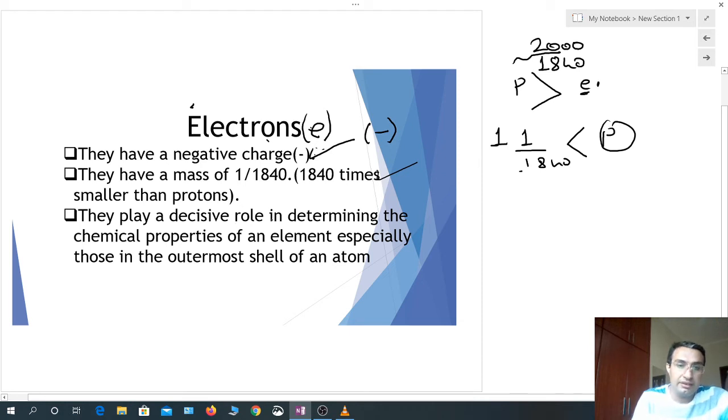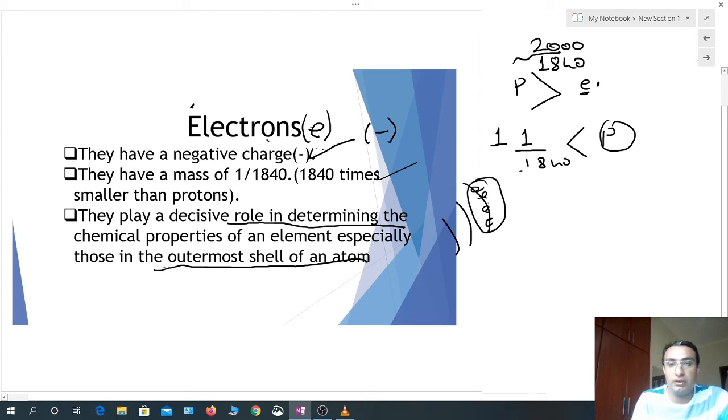The function of electrons we are going to study in the chemical bonding chapter. They play a decisive role in determining the chemical properties of an element, especially those in the outermost shell of an atom. It means that atoms have shells. Those electrons which are present in the last shell are called outermost shell electrons. These are very important, because they are involved in chemical bonding. That's why they are very important.